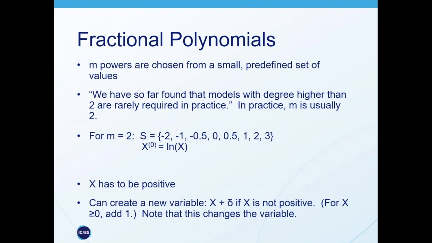Now, in the early papers, Royston and Altman wrote, we have found so far that models with degrees higher than 2 are rarely required in practice. So in practice, we're going to choose just 2 powers. And again, notice that phrase, in practice, is very much a heuristic. What we have found to work in practice. So there's not a theory underlying this that says that it has to be 2. This is what we found works in practice.